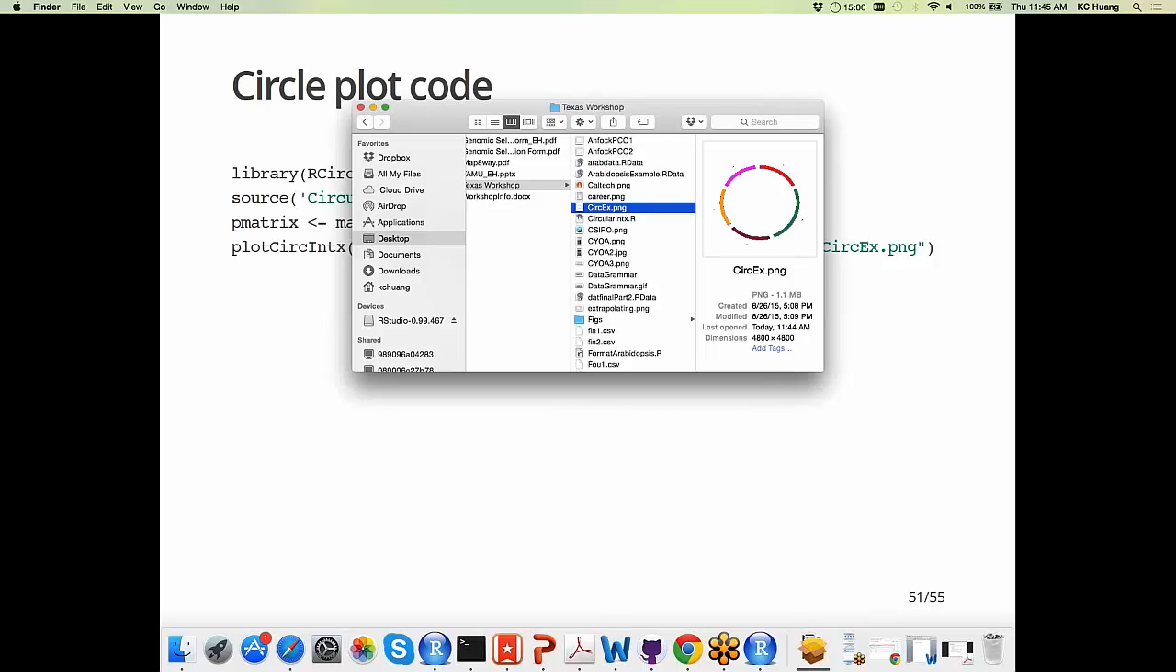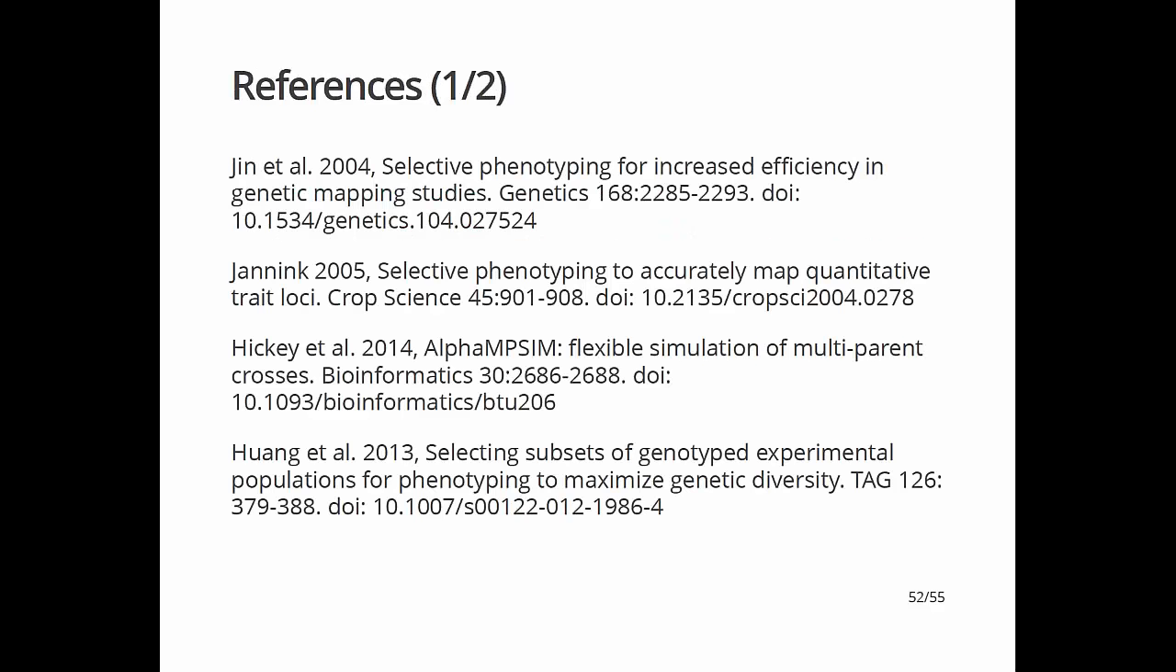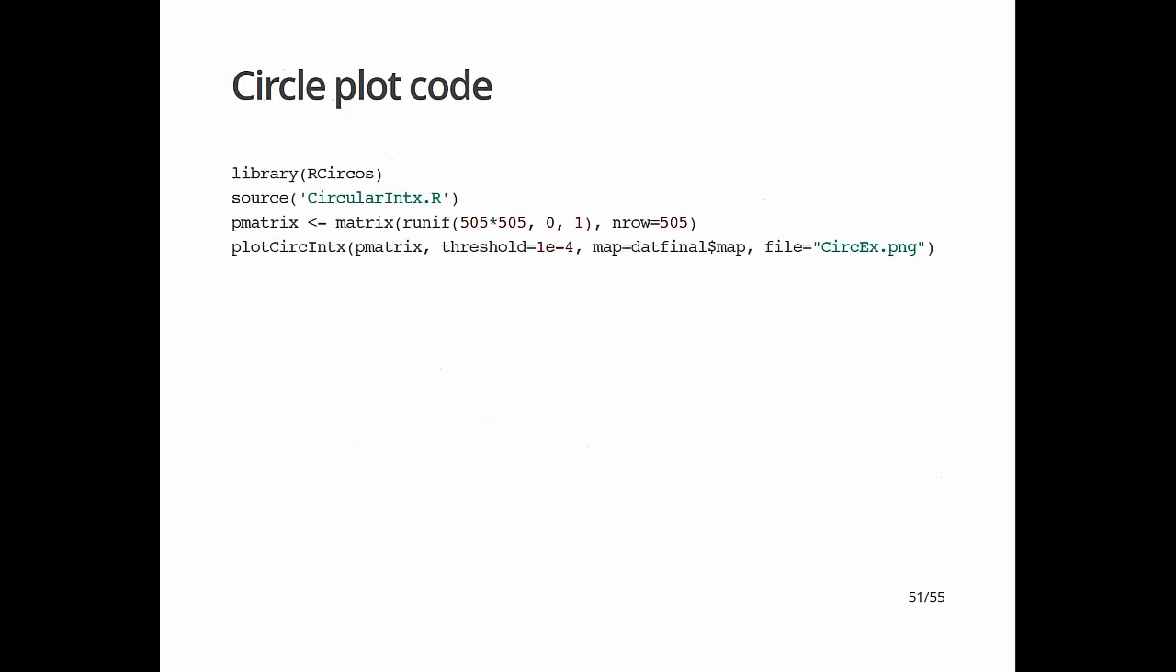Okay. It should produce something. I think I picked a threshold there where it should produce some lines on the plot if you run that. Okay, so that's the visualization.